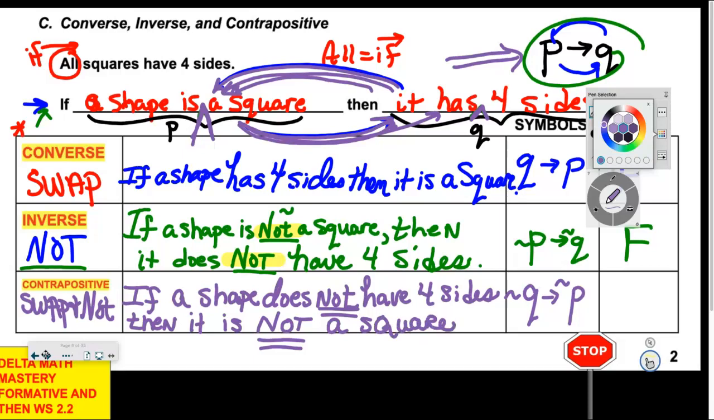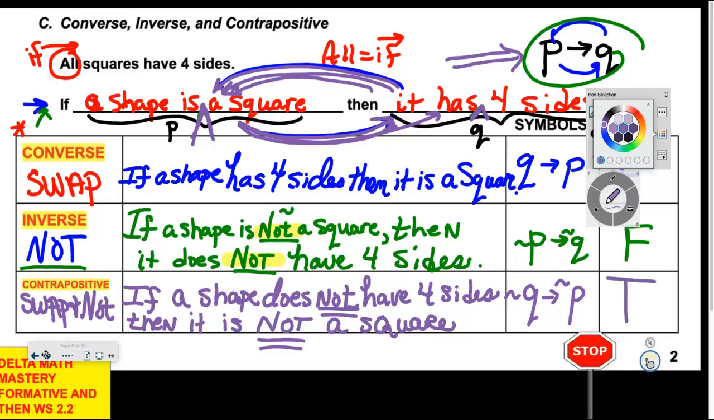If a shape does not have four sides. So again, I had a shape hiding behind my back, and all I tell you guys is the shape I'm holding does not have four sides. Can your brain make the conclusion that I'm not holding a square? Definitely, because all squares have four sides. So this guy is true.